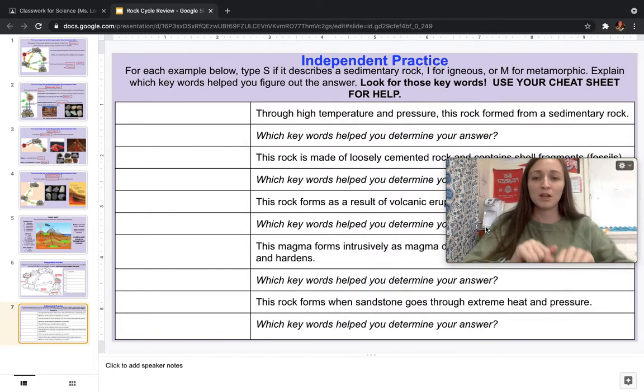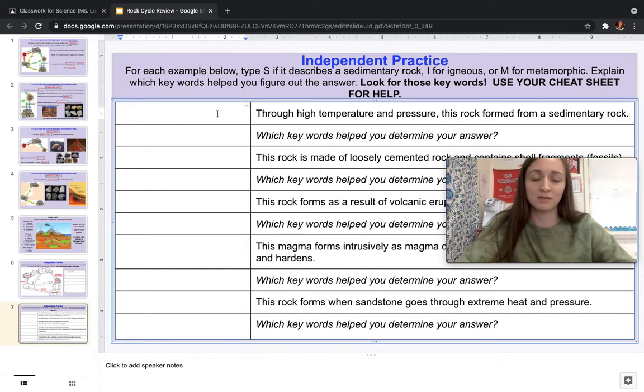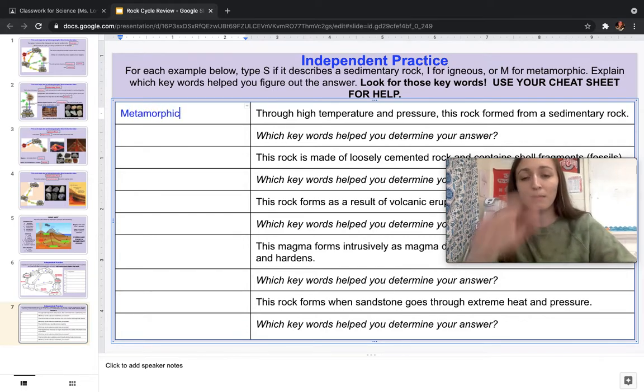It's pretty easy. What you're going to do is first read through the example and then tell me what key words helped you determine what that example is. So like this very first one says, through high temperature and pressure, this rock formed from a sedimentary rock. So since we have high temperature or heat and pressure, I know that this must be a metamorphic rock. So you can either just type M for metamorphic, or you can actually type out the whole word if you're feeling a little extra today, metamorphic.